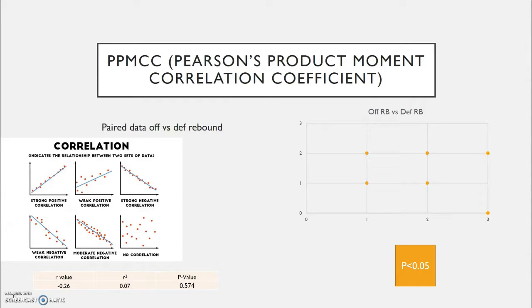Having put the data into the Pearson's product correlation graph, we gained an R value of minus 0.26. This indicated there was a minimal correlation, showing that there is no relationship between players completing offensive rebounds versus defensive rebounds, and there was no pattern shown. However, if the R value showed 1, this would have been showing the perfect correlation, like this one, suggesting that there was a relationship between offensive rebounding and defensive rebounding.